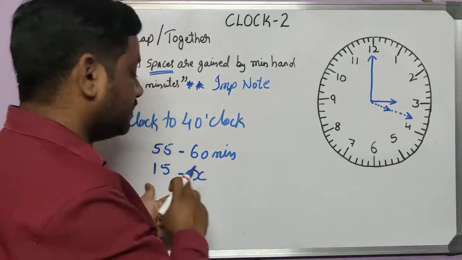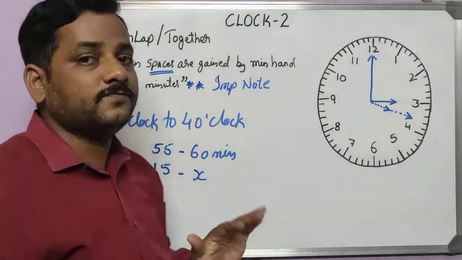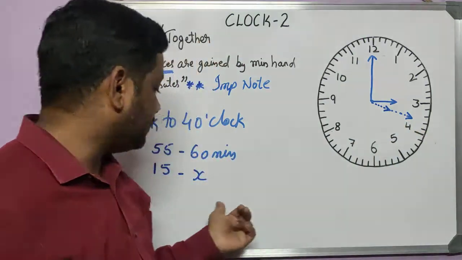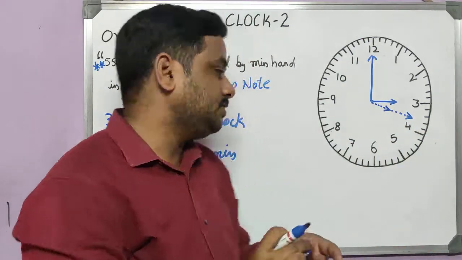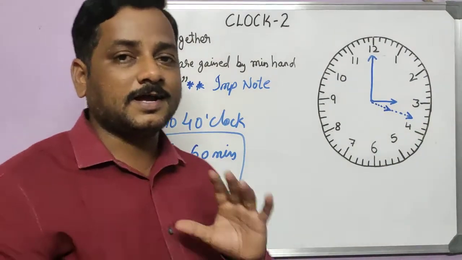Now I am writing the minute hand is gaining 15 spaces. At what hour? We don't know what the hour is now. So that's what you need to identify. If you get that, that would be the answer. So this is most important here. How to write this? I'll repeat this again.